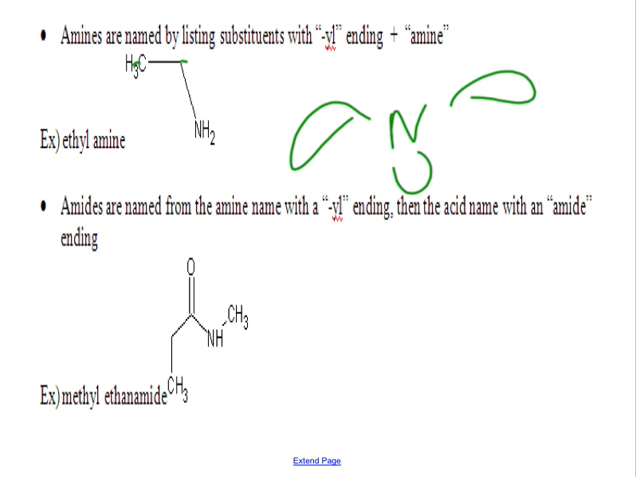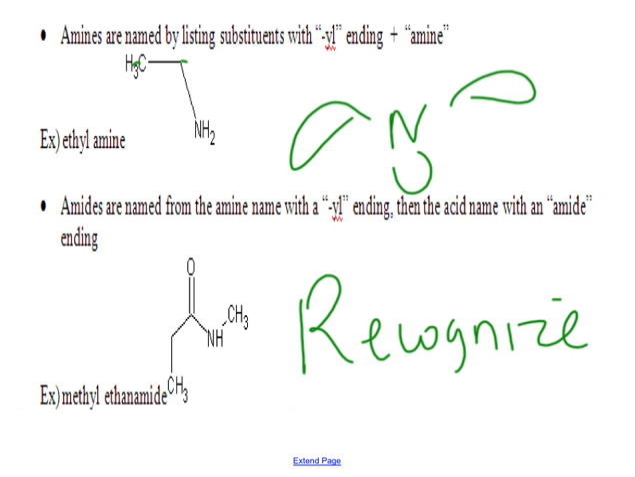What would methyl, ethyl hanging off be called? Methyl, ethyl, and an ethyl. Perfect. Diethylmethylamine. Good. For these, I just want you to recognize the amides. How do I recognize a double bonded O and N? That's an amide. Yay, you got it right.